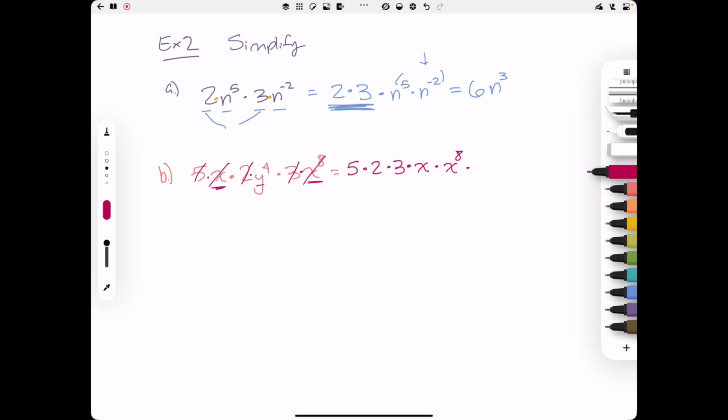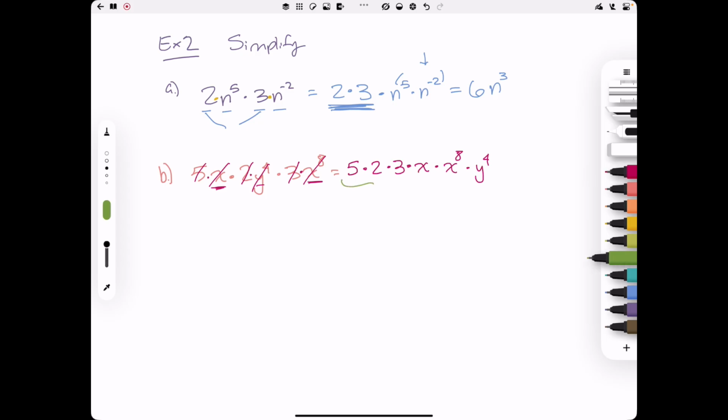And then times the y to the 4th. Do you see what I did? Okay, so all the factors are still there. They're just rearranged. With multiplication, we're allowed to do that. That's the commutative property of multiplication. Okay, so now what?